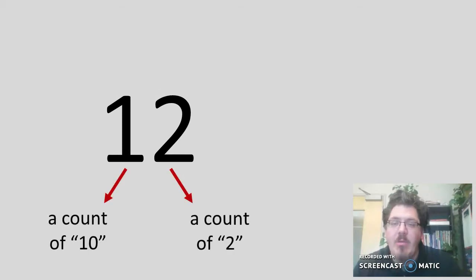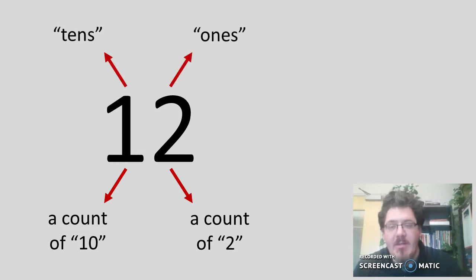Now, why do we want your student to be able to break down numbers in this way? The reason is that this process helps students develop a sense of place value and what the digits in a number actually represent. In the case of the number 12, the digit 1 actually represents a count of 10, and the digit 2 actually represents a count of 2. This is why the columns in a 2-digit number are referred to as the tens column and the ones column.